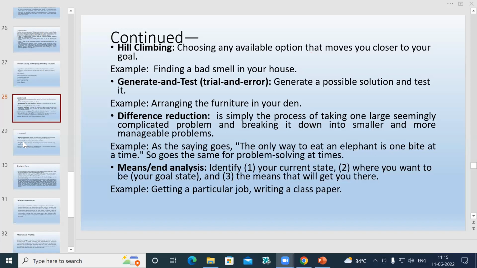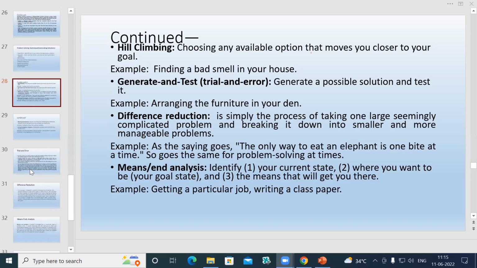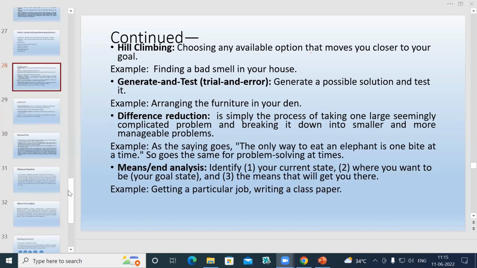Another is means-end analysis. First, identify your current state, whatever your current state is. Then where you want to be, your goal state, where you have to go. Then the means that will get you there, through which you are going to solve this problem, and then you will achieve this objective.